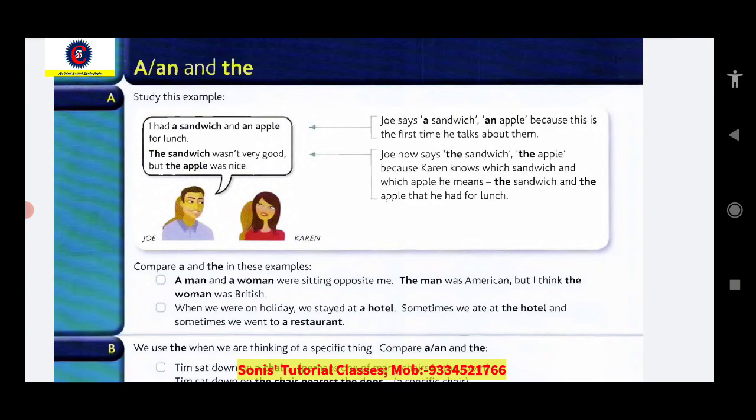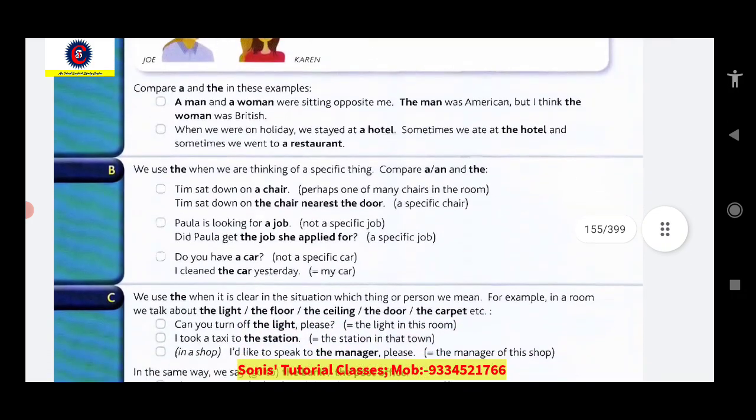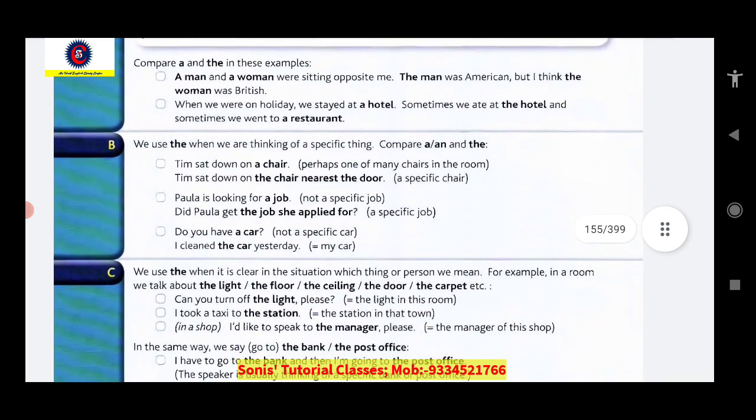Let us have another example. When we were on holiday, we stayed at a hotel. Sometimes we ate at the hotel and sometimes we went to a restaurant. See, in this context also, when hotel was talked about the first time, we used a, but later we started using the with hotel. Why? Because we know clearly which hotel we are referring to. So from these examples, it is very clear we use the when we are thinking of a specific thing.